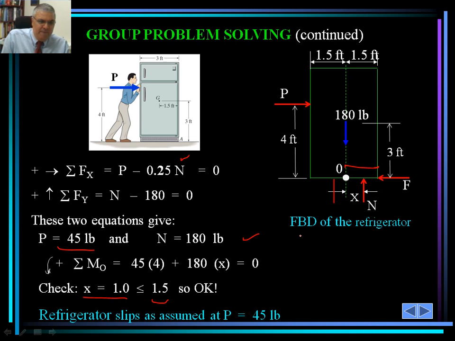So for a P of 45 pounds, the refrigerator slips.